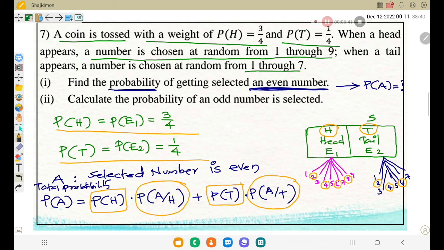You can see here, when head occurs we are selecting a number from 1 to 9. Out of these numbers, how many even numbers are there? 1, 2, 3, 4: 2, 4, 6, 8. Correct? 2, 4, 6, 8. That means 4 numbers will be there. So 4 even numbers divided by the total of 9 numbers.